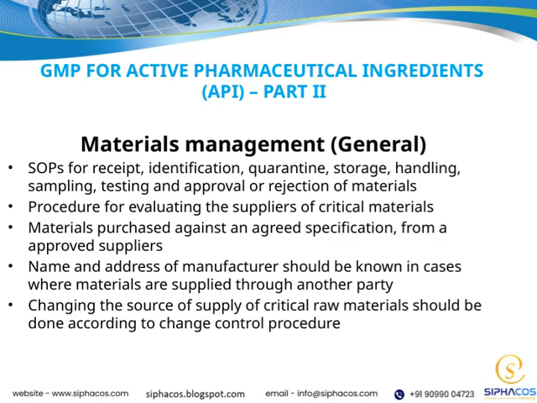We also need a solid procedure for evaluating our suppliers, especially those providing critical materials. It's important to ensure that the materials we purchase meet our specified requirements. Ideally, these should come from approved suppliers who are capable of consistently delivering quality products. When materials are supplied through a third party, the manufacturer's name and address should be known and verified. This adds an extra layer of traceability and accountability, which is vital for quality assurance.